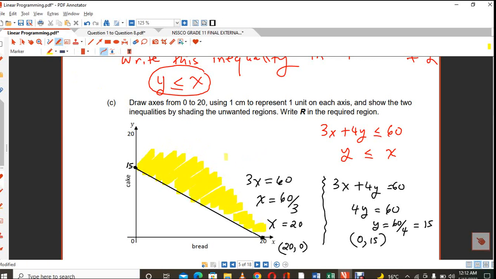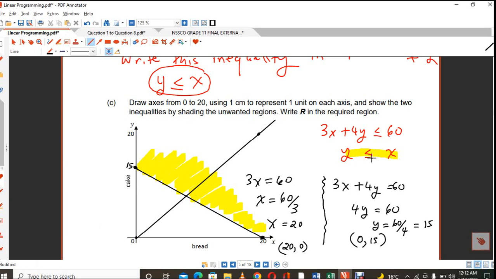Then the other one that we are going to do is y equals x. So the line y equals x is not that difficult. Okay, whatever x is, y will be the same. If x is 20, y should be 20. Okay, so x is 0, y is 0, so then just take your ruler and join those points. All right, so when you do something like that, that's the line y equals x.